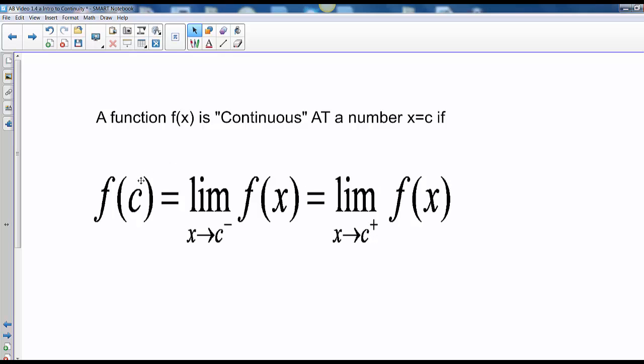And I do want you to notice that this is f of c, not f of x. Okay, so if they ask for continuity at x equals c, there has to be a c here, a c here, and a c right there.